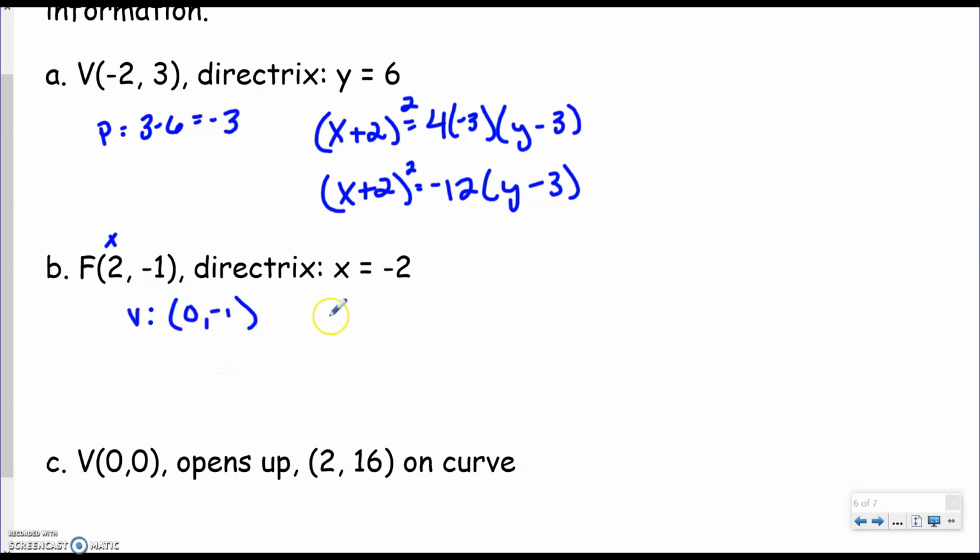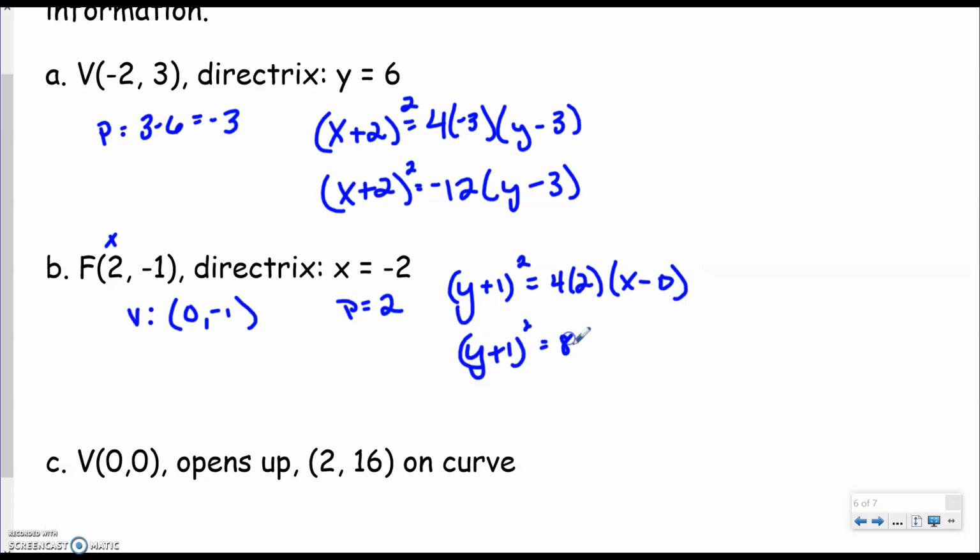-1. Okay, and my P is 2. So when I plug this in, and then this is x equals for my directrix. So this is going to open sideways. So I'm going to do y plus 1, because my vertex squared equals 4 times P times x minus 0. So I get y plus 1 squared equals 8x.